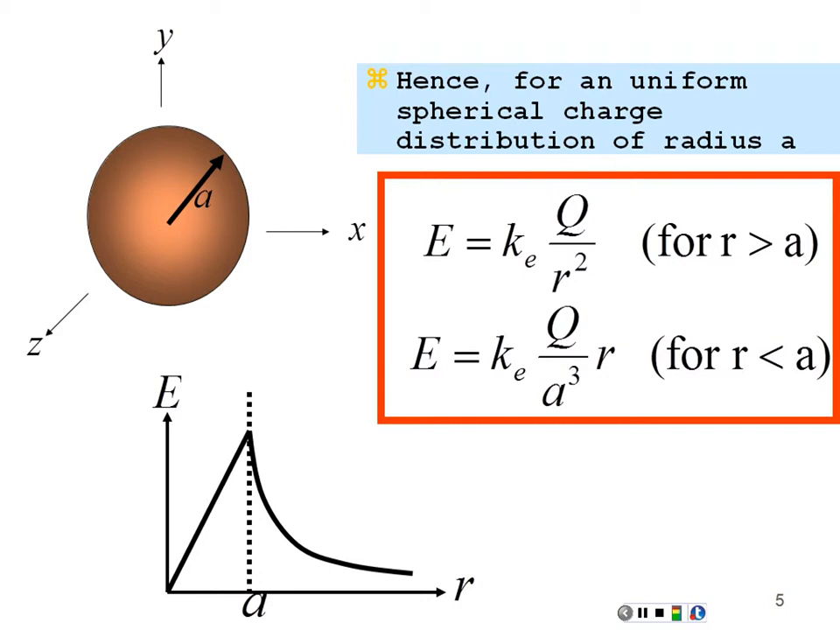We can note that when R is actually equal to the radius of the sphere, A, then E will be equal to KQ over A squared, which is a continuous point between these two values here. In other words, we don't have any discontinuity in the field. We go up to the radius, it's equal to a value there, and as we proceed from there, it drops off. But at the surface of the sphere, it's equal to the same value.